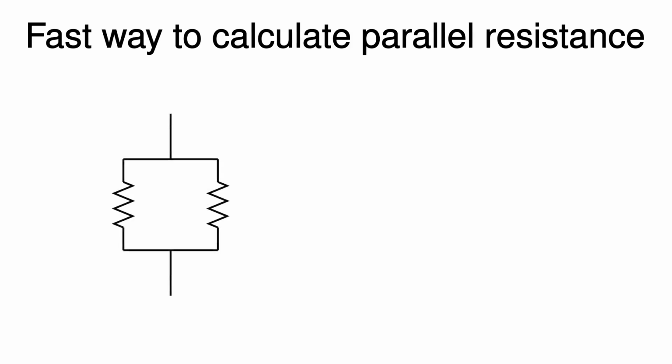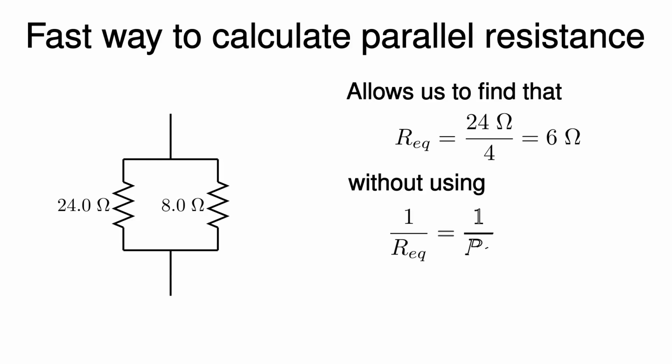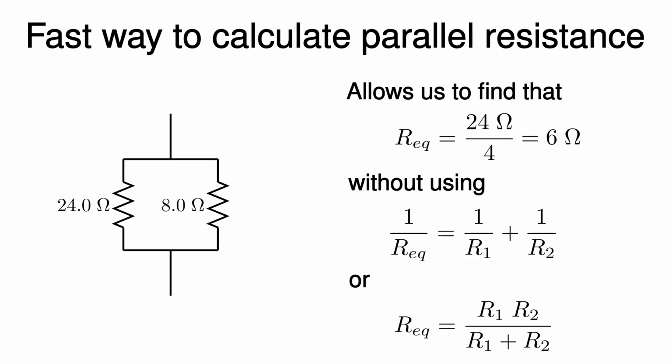This video describes how to calculate the equivalent resistance of parallel resistors quickly, in some cases even without a calculator. Suppose 24 ohm and 8 ohm resistors are in parallel. This method allows us to find that their equivalent resistance is equal to 24 ohms divided by 4, or 6 ohms, without having to use the reciprocal formula like this one, or this product over sum formula.